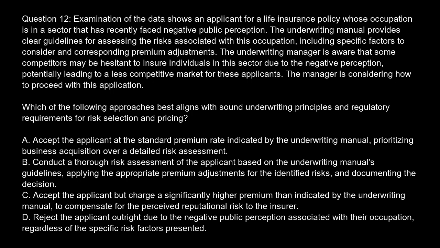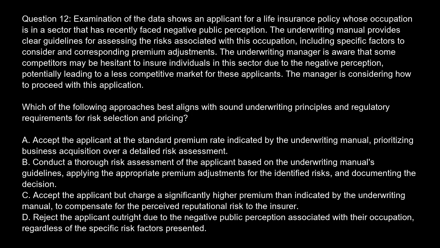Question 12. Examination of the data shows an applicant for a life insurance policy whose occupation is in a sector that has recently faced negative public perception. The underwriting manual provides clear guidelines for assessing the risks associated with this occupation, including specific factors to consider and corresponding premium adjustments. The underwriting manager is aware that some competitors may be hesitant to insure individuals in this sector due to the negative perception, potentially leading to a less competitive market for these applicants. The manager is considering how to proceed with this application.